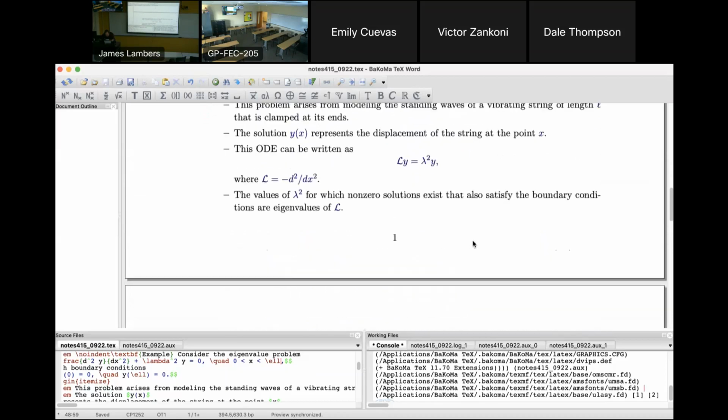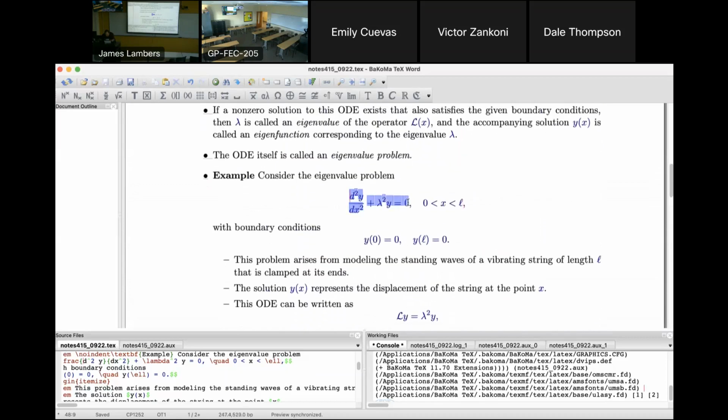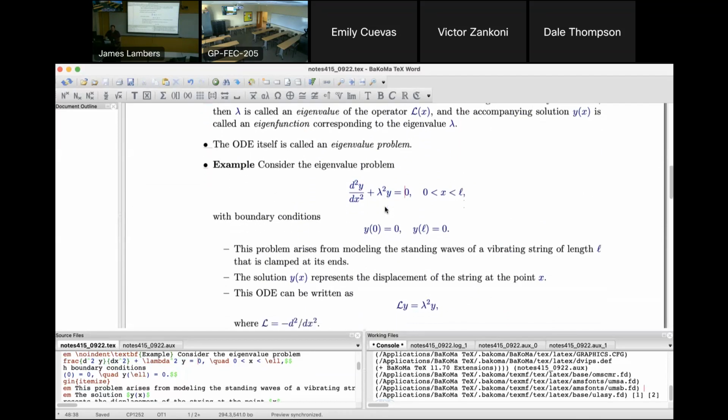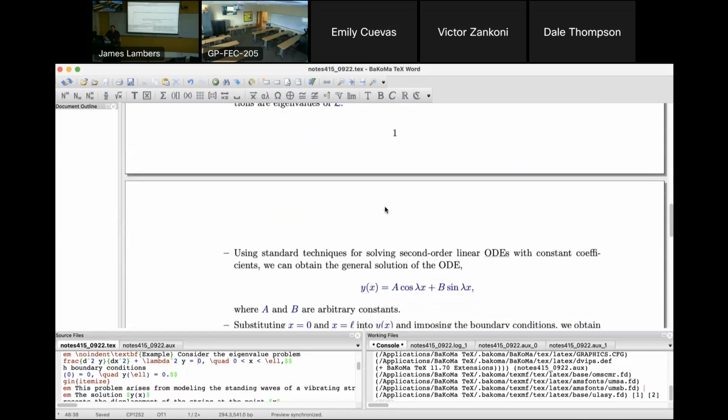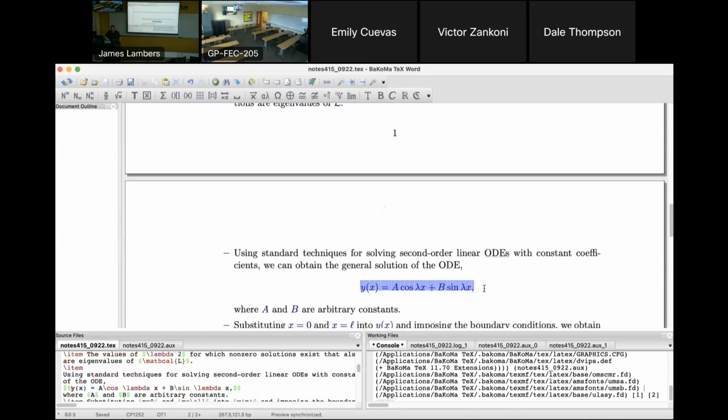If you were to apply the kind of approach that you learned in your first ODE class, you would, from this ODE, get a characteristic equation, which would be like r squared plus lambda squared equals 0. You solve that for r to get the roots of the characteristic equation. And in this case, the roots would be complex. So a general solution of this ODE has this form. So it's a linear combination of cosine lambda x and sine lambda x.